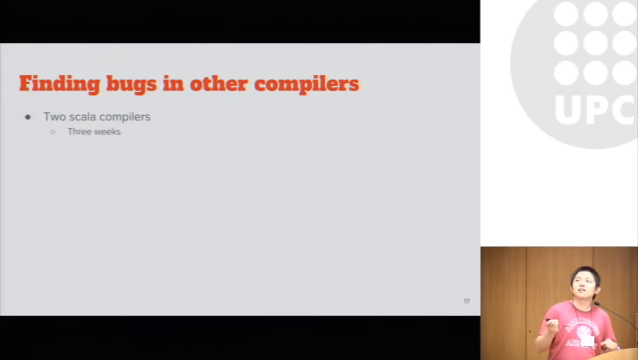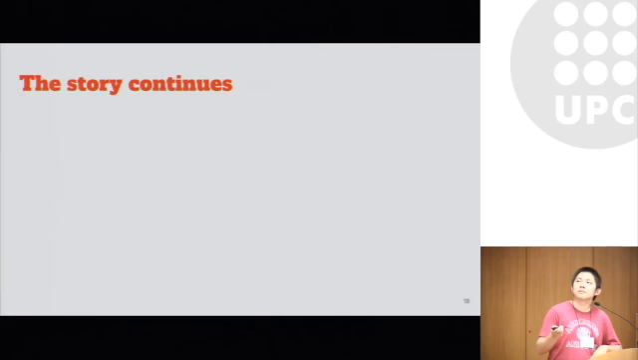So we tried our technique on two Scala compilers. One is the standard Scala compiler, while the other is the Dotty compiler. In 3 weeks' time, we were able to find about 40 crashes in both of the Scala compilers. In terms of the CompCert compiler, in another 3 weeks' time, we were able to find about 30 bugs in its front end. Most of them are front-end crashes.